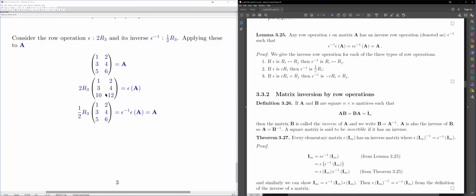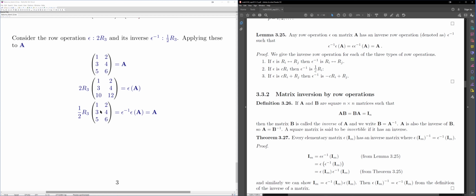So to this matrix over here, the one with the 10, 12 in it, I'm going to perform a new row operation, which is row 3 times a half. This is row 3 now. I multiply row 3 by a half, and then I get the 5, 6. So I get back my original matrix.